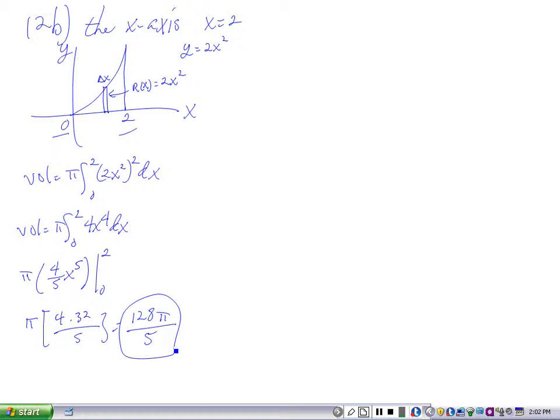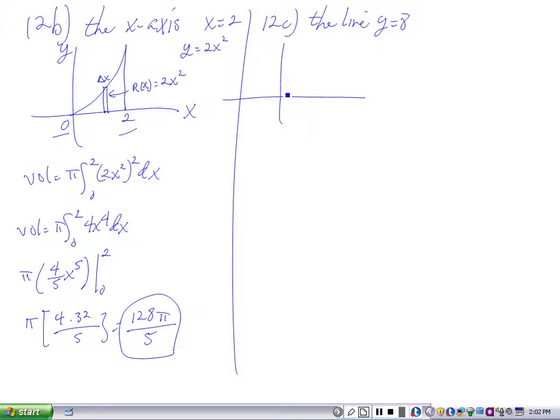Now we'll go ahead and look at 12C here. This guy, you want to rotate this about the line y equal to 8. Again, it's the parabola.